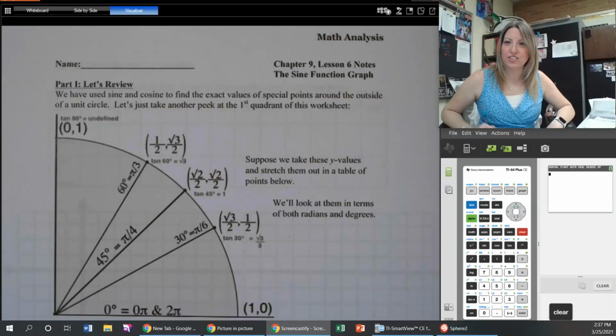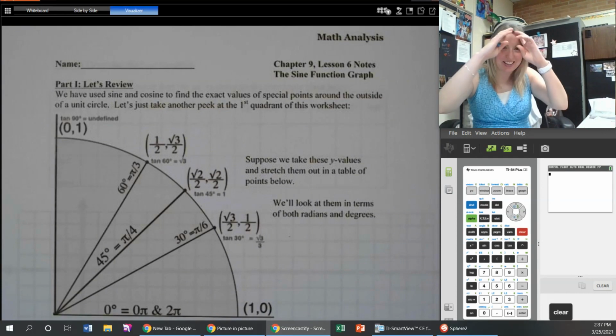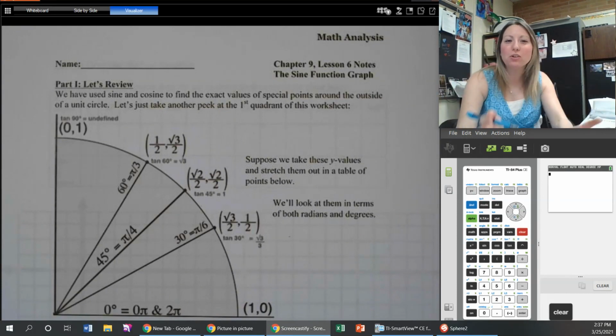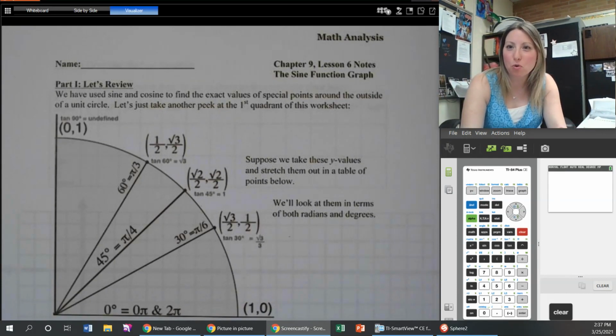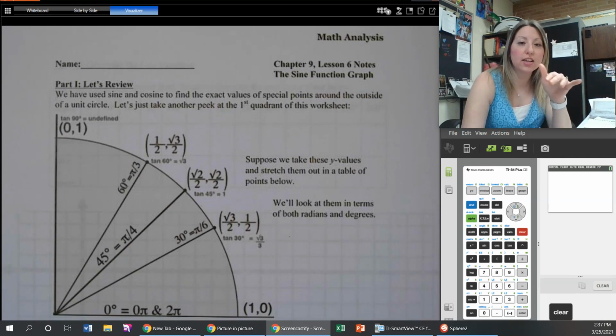Math Analyzers. It is time to unravel our unit circle. I could not be more excited. So here we go. Quick review of our first quadrant coordinates at our special angle measures throughout that quadrant 1 area.